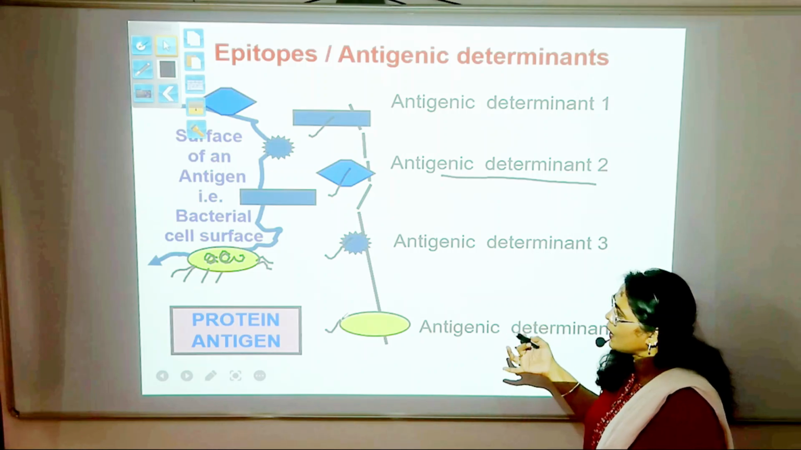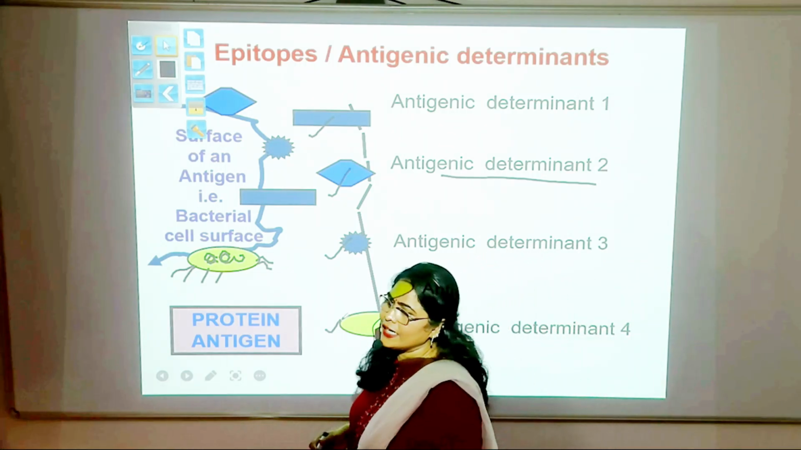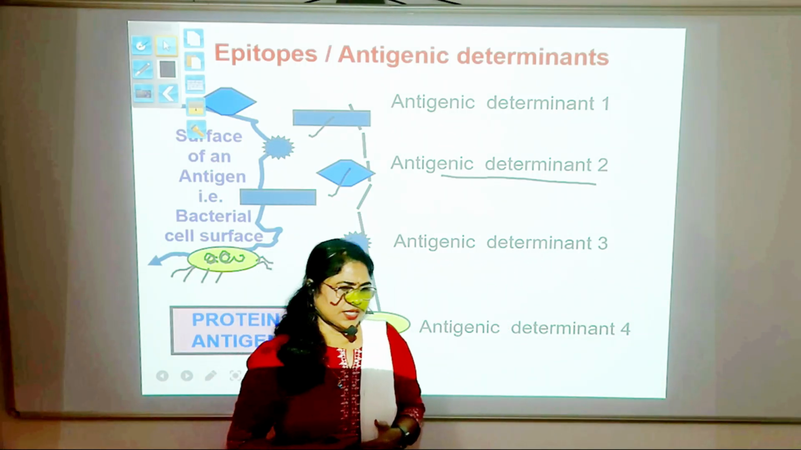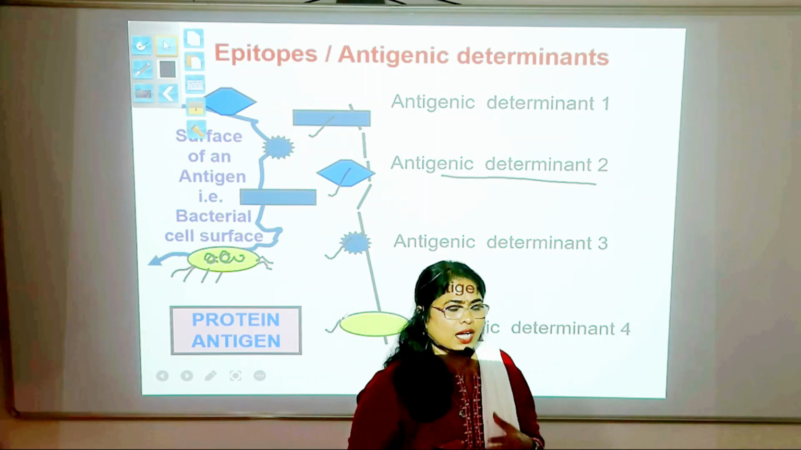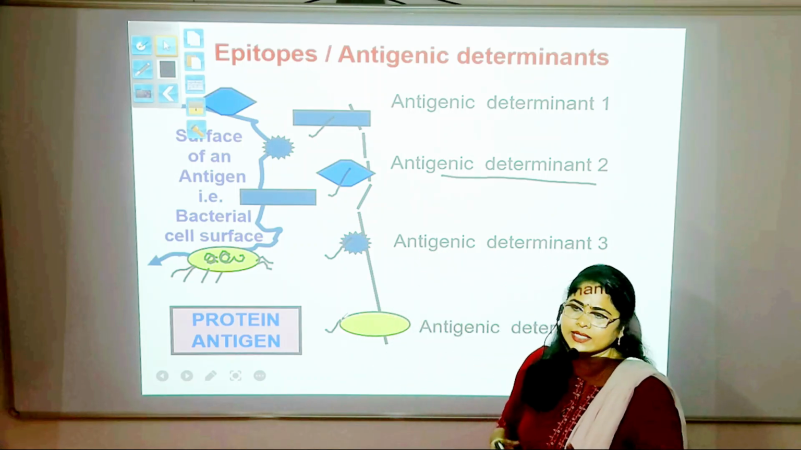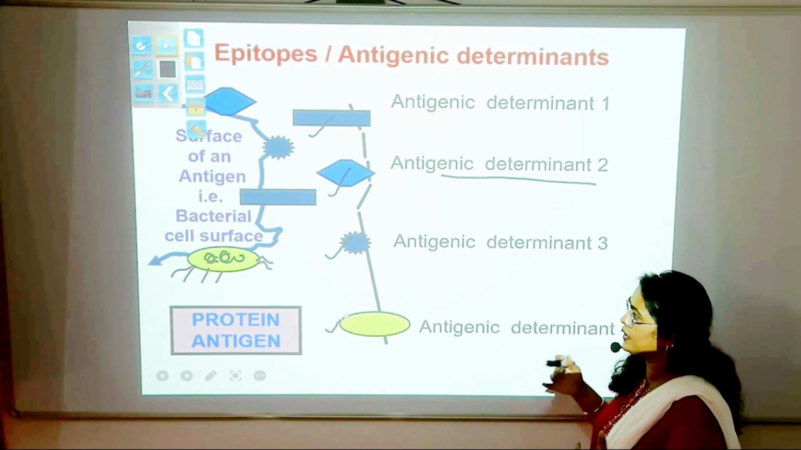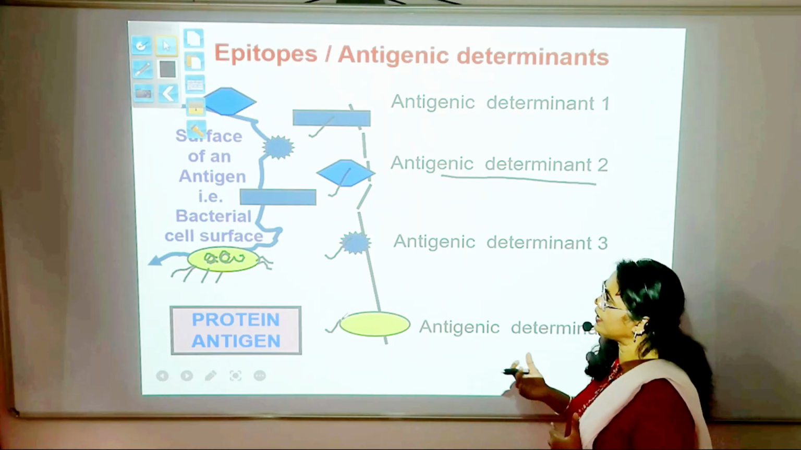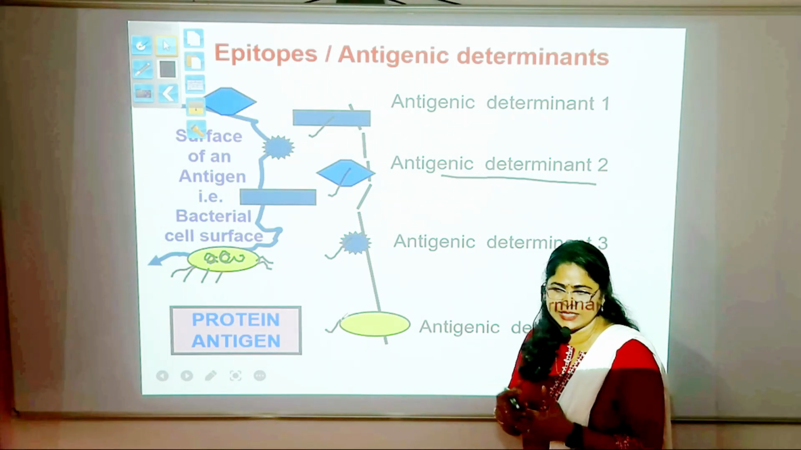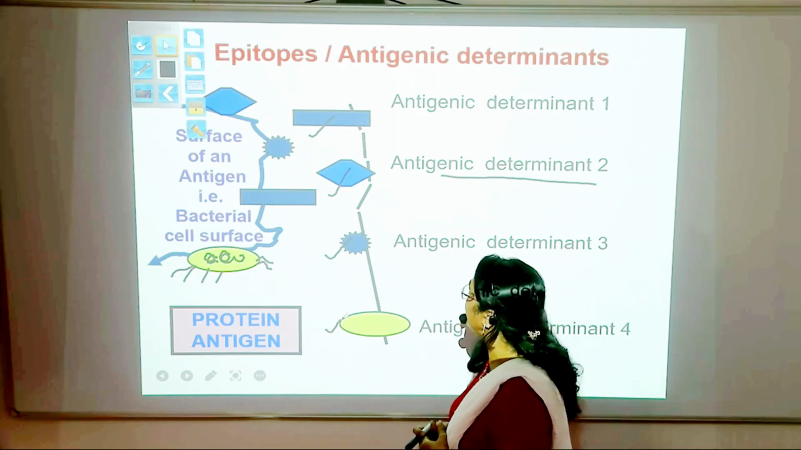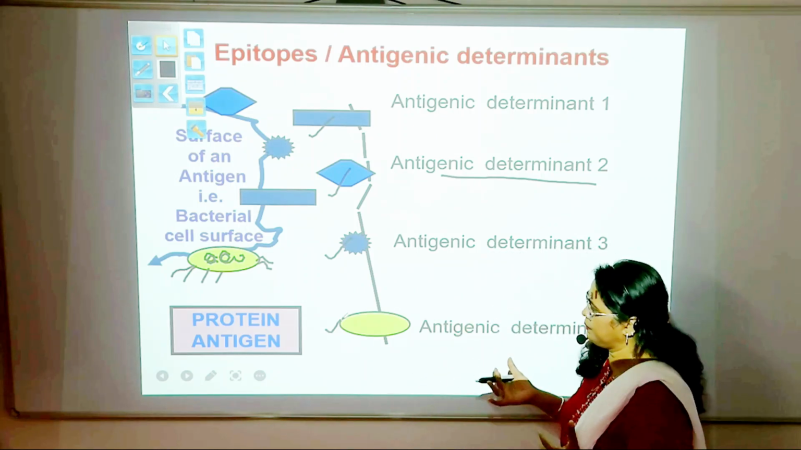So what I said is that a single antigen, a single bacteria, when you say it is an antigen, can have one or more than one epitopes or antigen binding sites, which are also called antigenic determinants.